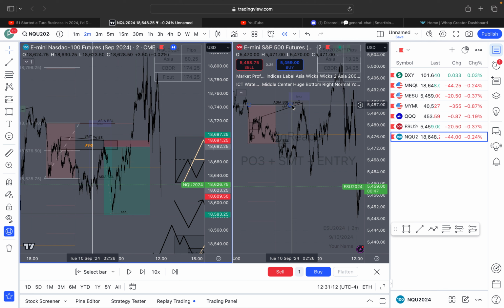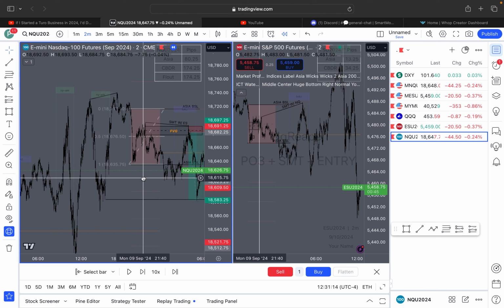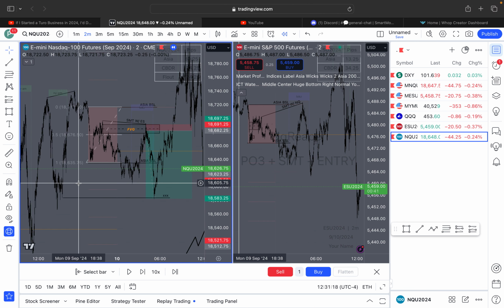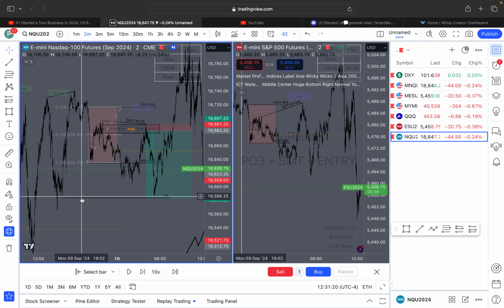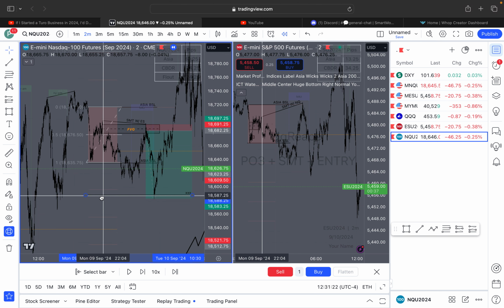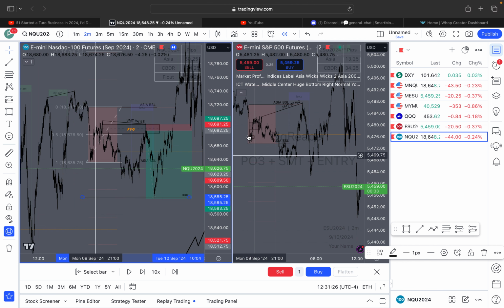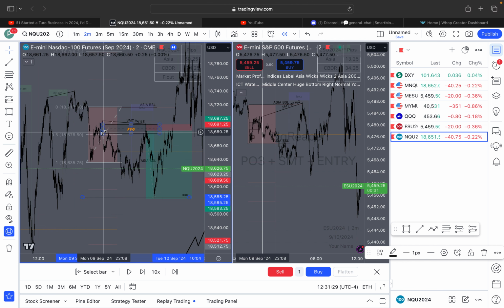So I went short, and as you can see, I targeted previous lows. That was my draw on liquidity, the low hanging fruit, where I knew price was gonna go. First target is right here, but I moved it to right here. Those are relative equal lows. So as you can see, the divergence between the two.